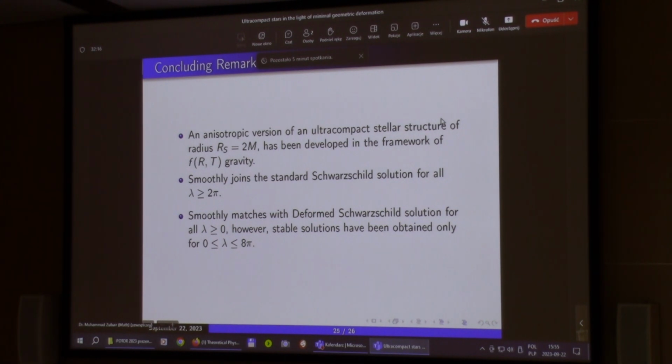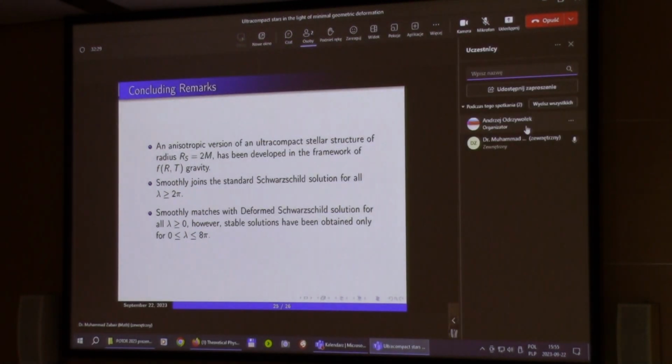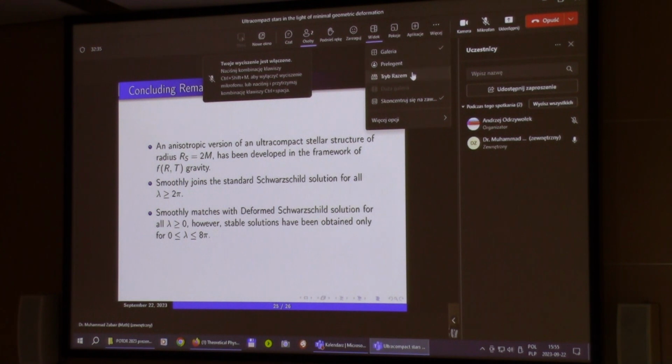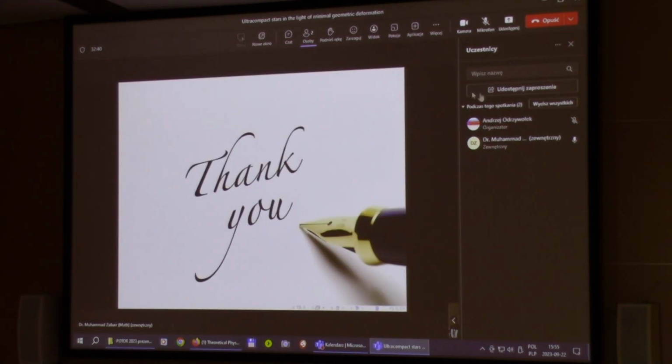have to pick up that lambda to be greater than or equal to 0, but for the stable solutions, this condition leads us to pick the constant starting from 0 to 85. Okay, thank you so much.